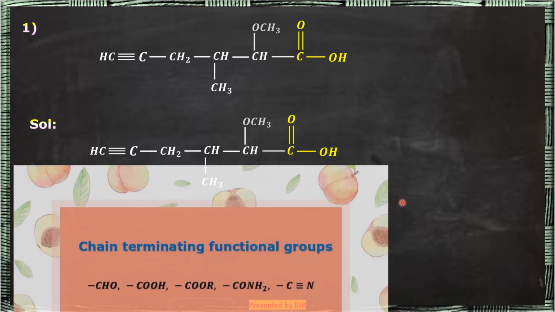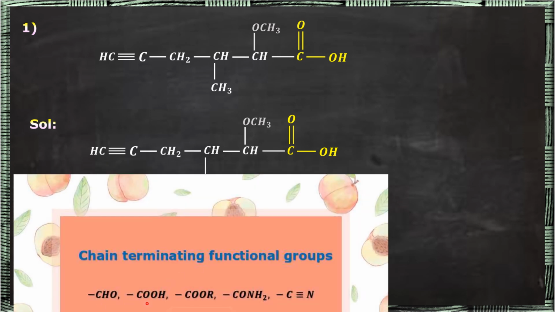When a chain terminating group such as CHO, COOH, COOR, CONH2 or C triple bond N is present as the main functional group, the carbon atom in it must be included in the selection of parent chain. And that carbon atom must be assigned number 1 while numbering the parent chain. So I am selecting the parent chain including the carbon atom in this functional group, and numbering is done from right to left because the carbon atom in this functional group must be assigned number 1.